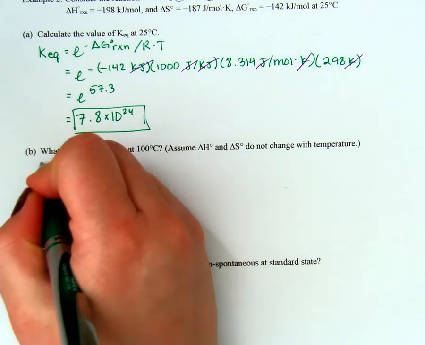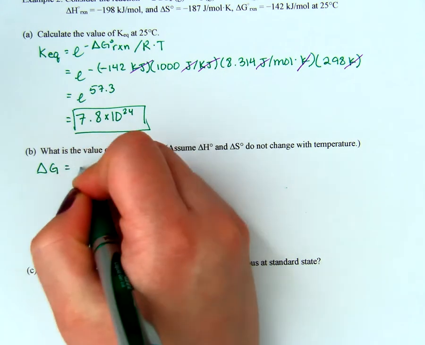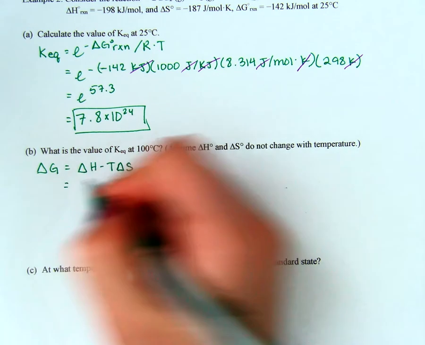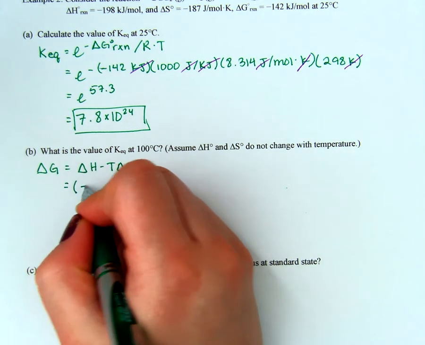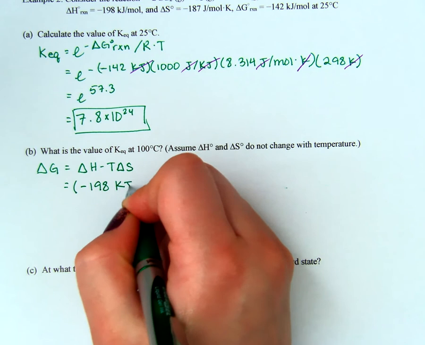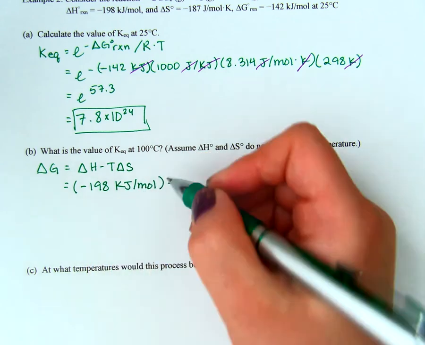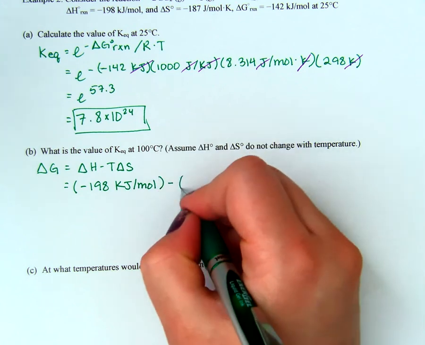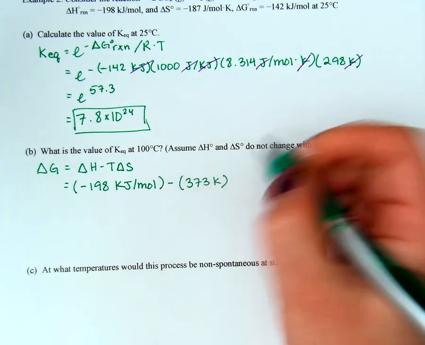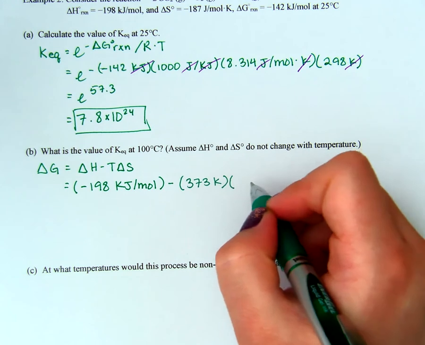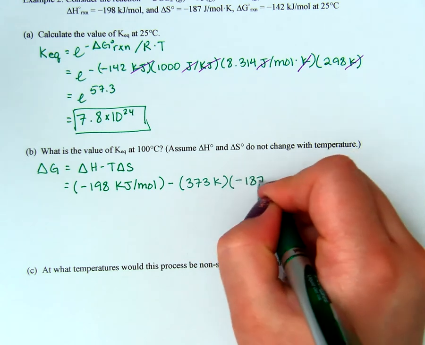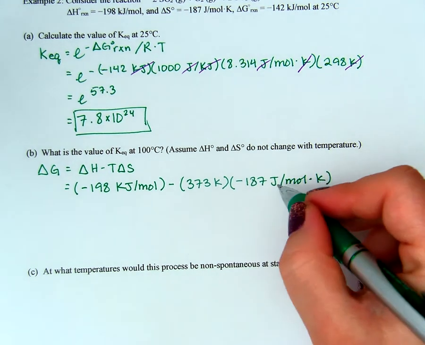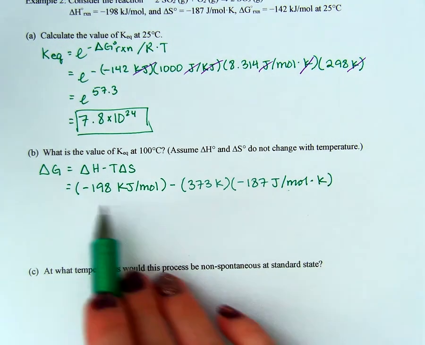Okay, welcome back. The first thing we need to do is calculate delta G, and delta G equals delta H minus T delta S. Plugging everything in here, for my delta H, I have negative 198 kilojoules per mole, and subtracted from the temperature, 100 going to Kelvin is 373 Kelvin. The change in entropy was given to me at negative 187 joules over moles times kelvins. And I need to get from joules to kilojoules in this case, so I can make my units match.